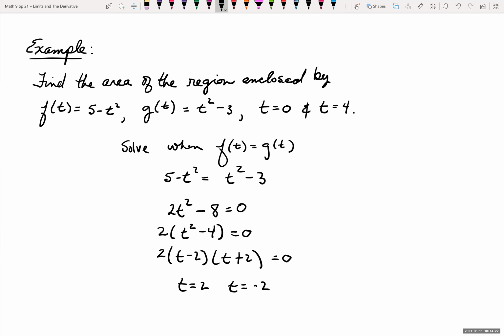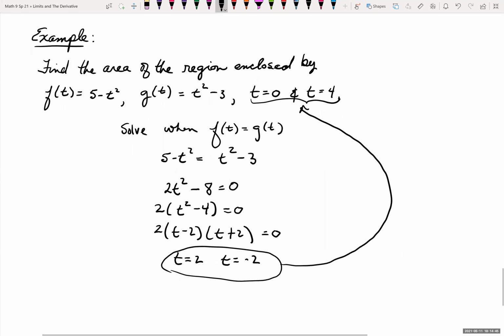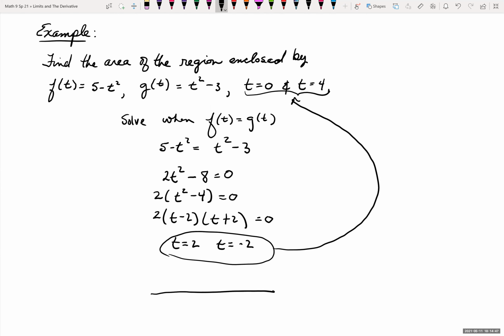So we want to see, do any of these bounds fall between 0 and 4? And 2 does, negative 2 doesn't. And so we might have to break this up where one function is bigger than the other. And so we might have to look at it from t equals 0 to t equals 2, and then t equals 2 to t equals 4. Let's look at this. So basically we have some value here at 0. We're going to have some value here at 2. We're going to end our interval at 4.